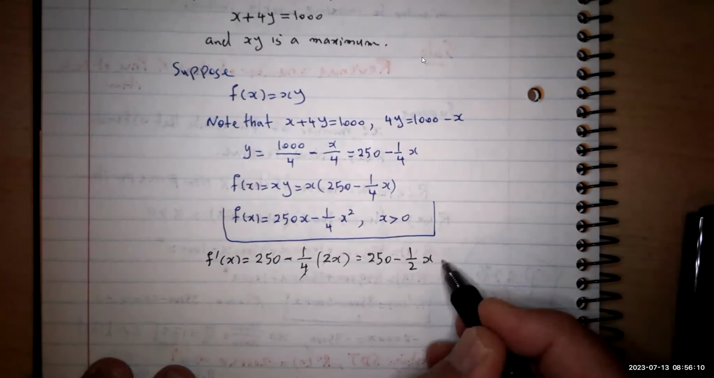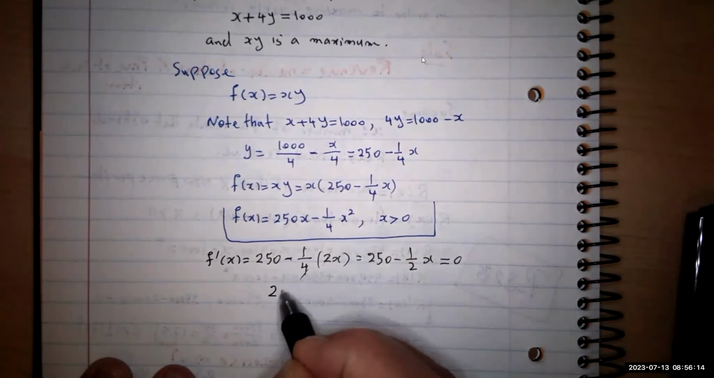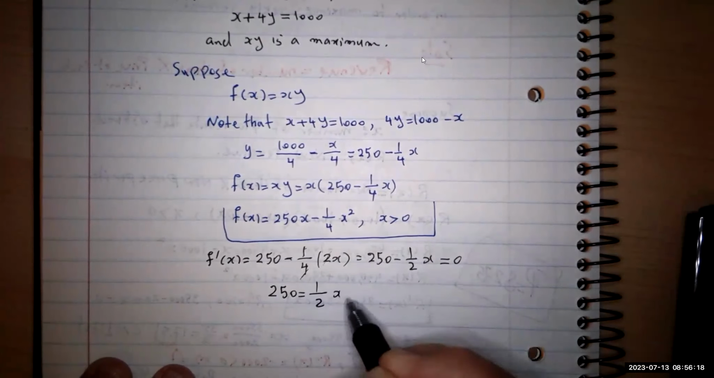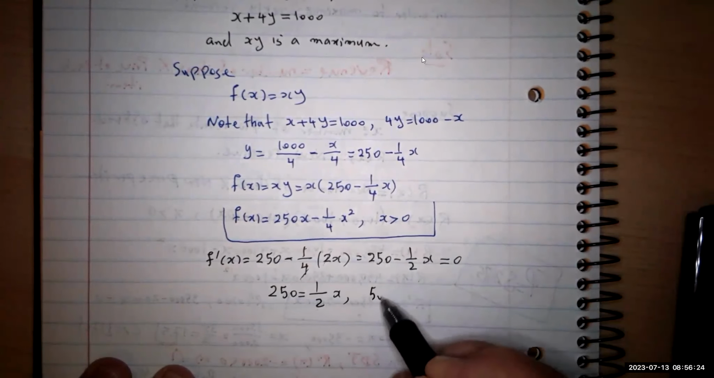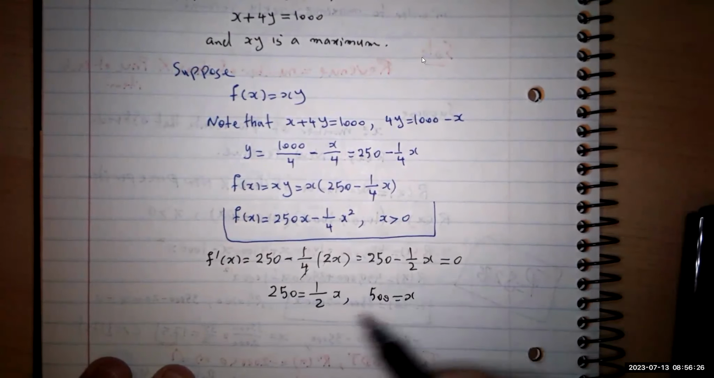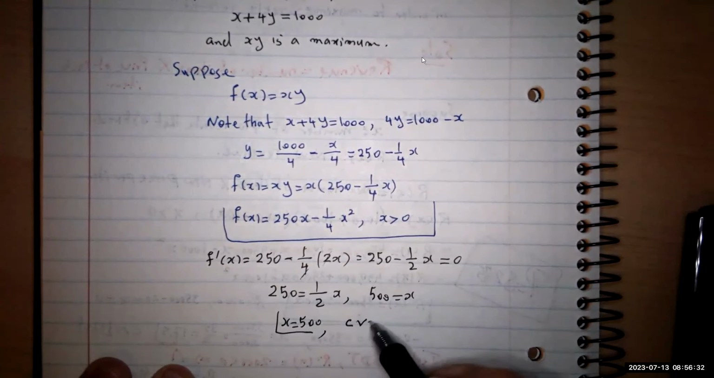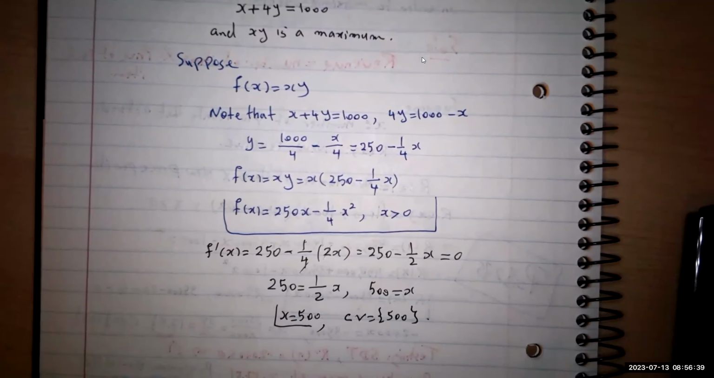Okay, let it equal 0 to get the x. So we solve for x: 250 equals 1/2 x. Cross multiply. So that gives 2 times 250, which is 500, equal to x. So your x would be 500, which is going to be the critical value of this function. Okay, any question? You have to test it.